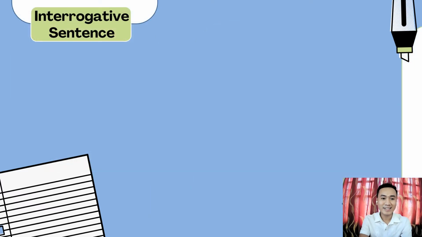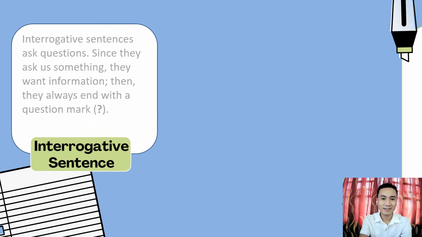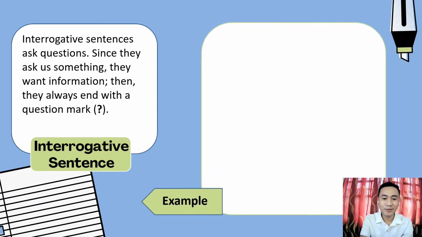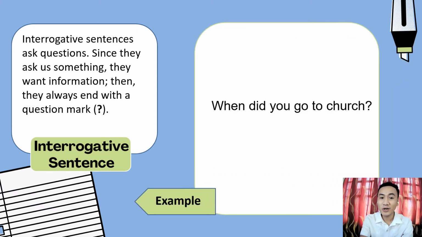Interrogative sentence. Interrogative sentences ask questions. Since they ask us something, they want information. Then, they always end with a question mark. For example, when did you go to church? Does it ask a question? Does it end with a question mark? Yes, it does.